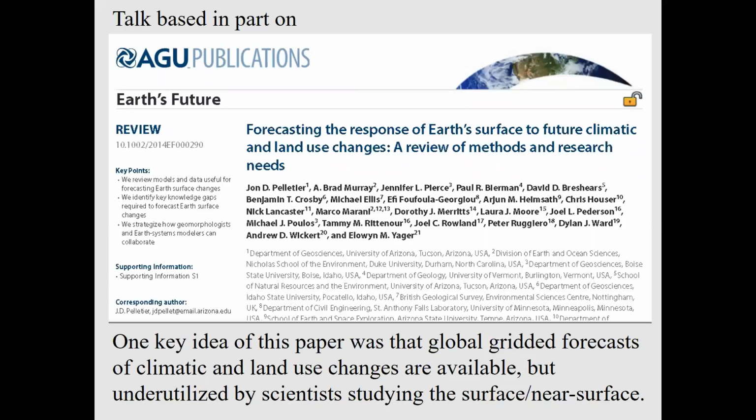In this case, it was more geomorphically focused: how do we make site-specific forecasts of geomorphic change into the future? A key idea of that paper was that global gridded forecasts, and by gridded I mean relatively easy to use, of climatic and land use changes are available, and they're constantly improving from the Earth system modeling community. But they're relatively underutilized by scientists studying the surface and the near surface. In this context, that's critical zone science. And so I think there are opportunities for improved collaboration. That's the main idea from this talk.